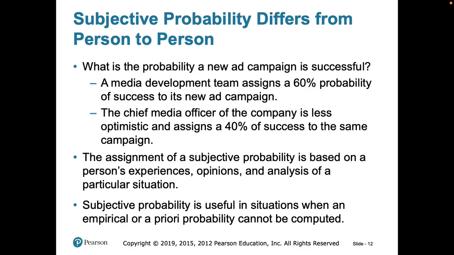So subjective probability is useful in situations when an empirical or a priori probability cannot be computed. In the case of the Super Bowl, I know they have computers that give you statistics and can tell you, based on a certain situation, which team is more likely to win. But you're also going to have the subjective probability that can be useful when empirical or a priori probability cannot be computed.